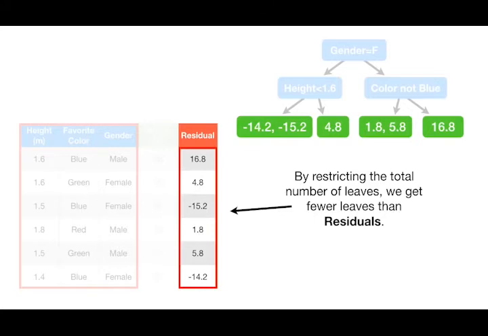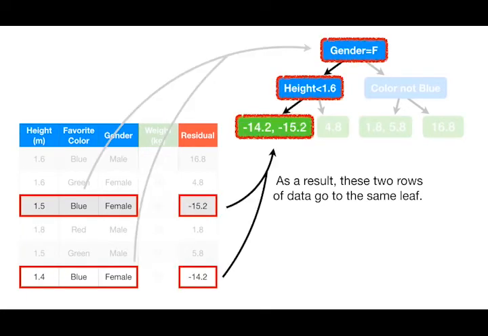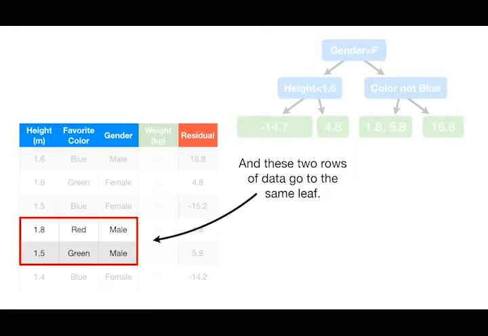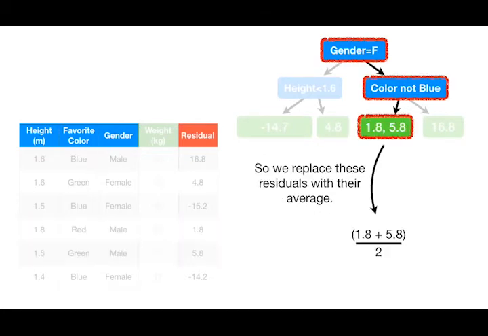By restricting the total number of leaves, we get fewer leaves than residuals. As a result, these 2 rows of data go to the same leaf. So we replace these residuals with their average. And these 2 rows of data go to the same leaf. So we replace these residuals with their average.